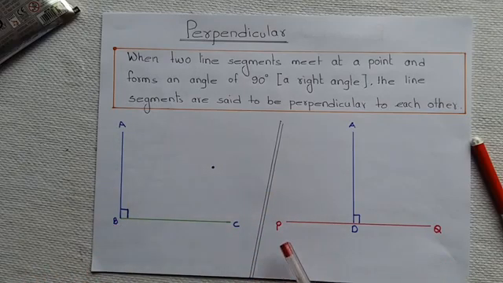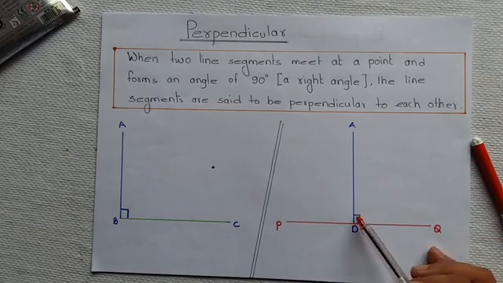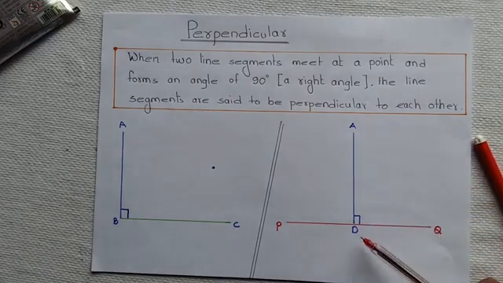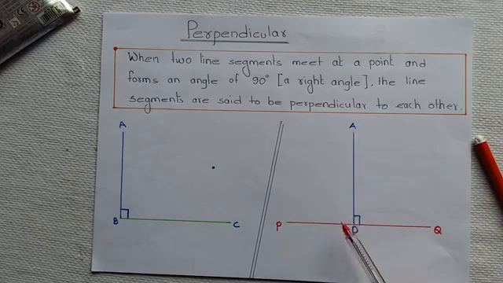Similarly, we have the line segments here PQ and AD. So AD meets PQ at the point D, and the point where they meet forms an angle of 90 degrees. So we can say that AD is perpendicular to PQ, or QD is perpendicular to AD, or PD is perpendicular to AD.